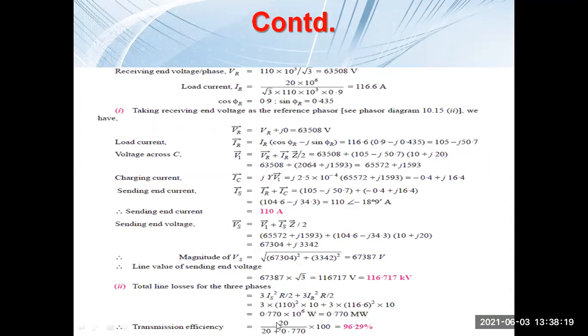Your power transmitted, power delivered is 20 megawatt. So that you know. So power delivered divided by power sent from the sending end into 100, that will be your transmission efficiency. Any doubt anywhere? Any doubt on this problem?